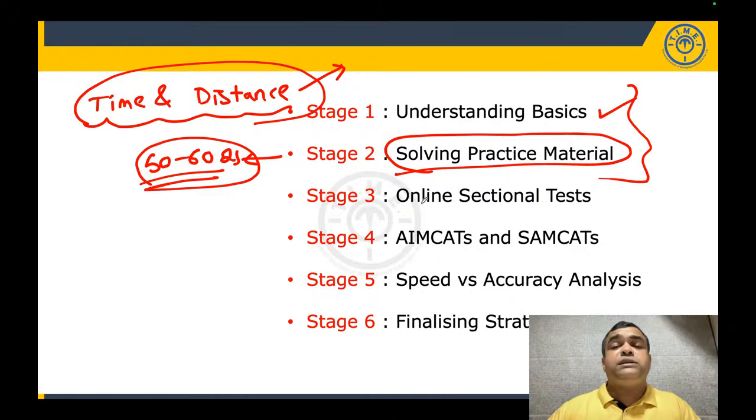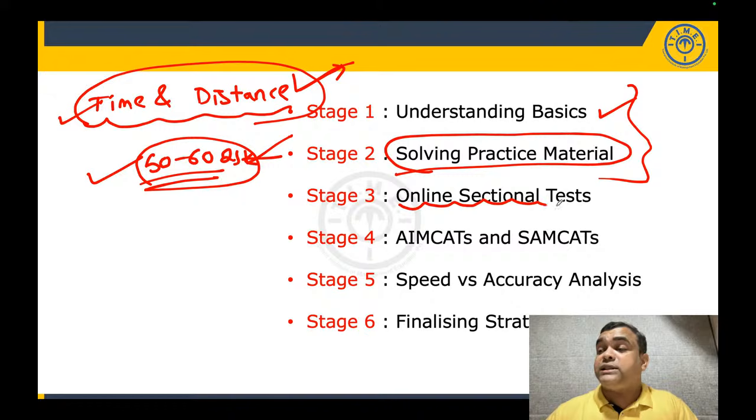The third stage is, let's say I solve time and distance, I practice the questions also, but while preparing the basics, or while solving the practice material, I was not aware about the time limit. I was doing it without a time limit. The online sectional tests are basically within a time limit, can I attempt the question.